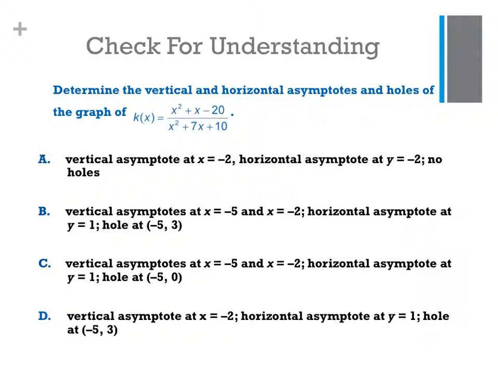Alright, it's time to check for your understanding. I want you to determine the vertical and horizontal asymptotes and holes of this function, k of x. So you're going to have to do some factoring in order to determine if you have any common factors, which is where you have holes present, when you have a common factor in both the numerator and the denominator. So you have 4 choices, A, B, C, D. Go ahead, work out the problem, and select your solution.